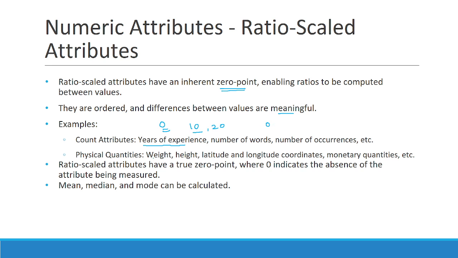Some more examples of ratio scale attributes are weight, height, latitude, longitude, and monetary quantities like rupees. These ratio scale attributes have true 0 points, where 0 indicates absence of the attribute being measured. And for these attributes also you can calculate mean, median, and mode. Got it?